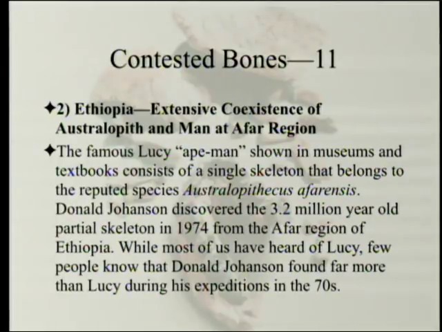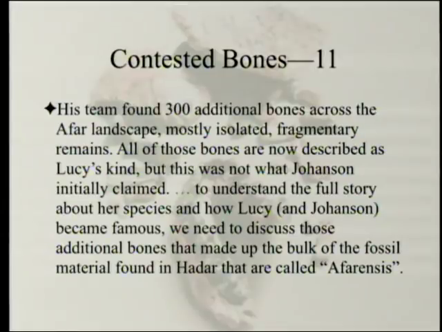While most of us have heard of Lucy, very few people know that Donald Johanson found far more than Lucy during his expeditions in the 70s. His team found 300 additional bones across the Afar landscape, mostly isolated fragmentary remains. All of those bones are now described as Lucy's kind, but this is not what Johanson initially claimed. To understand the full story about her species and how Lucy and Johanson became famous, we need to discuss those additional bones that made up the bulk of the fossil material found in Hadar that are called afarensis.